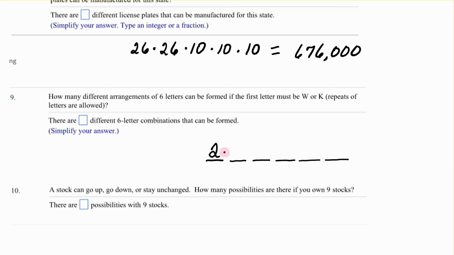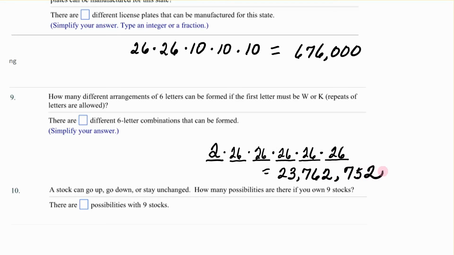Now, for all the others, any letter and repeats are allowed. So it's 26 because there are 26 letters in the alphabet. So it is 2 times 26, 26, and so on. And this is going to be a very large number. This is 23,762,752. Okay?